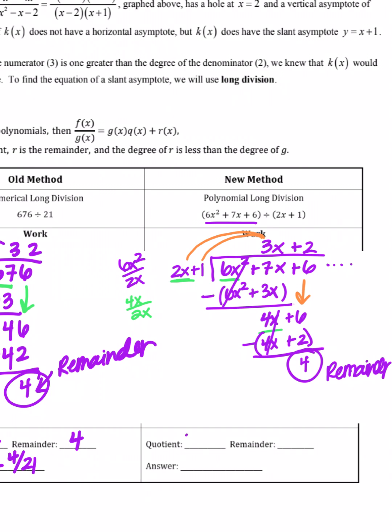So our quotient is the 3x plus 2 we got up at the top. Our remainder is 4. So same thing, we're going to write our quotient, which really just means the answer to the division problem, and the remainder in that fraction form, which communicates it still has to be divided, but we can't simplify it. So because it's a positive 4, we're going to go plus, and then 4 still divided by that 2x plus 1.